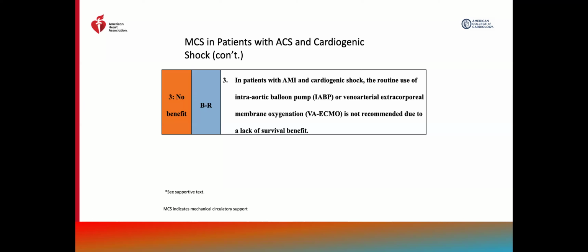Overall, VA-ECMO has not been shown to reduce death compared with medical therapy alone in patients with cardiogenic shock in the setting of MI, but increases major bleeding and vascular complications. So, if balloon pump and VA-ECMO are no longer recommended for routine use in acute MI with cardiogenic shock as of 2025, what other situations are we still allowed to use it in?